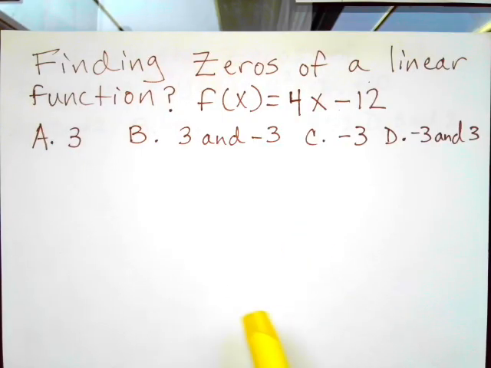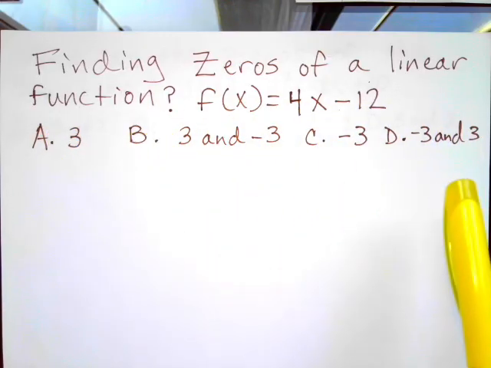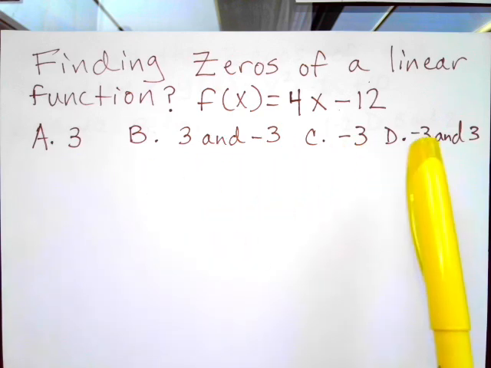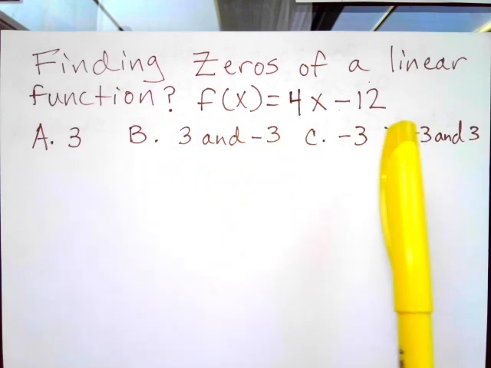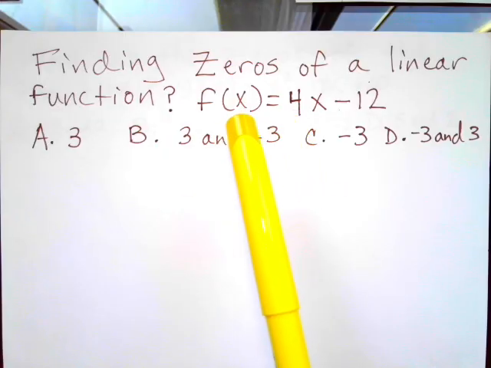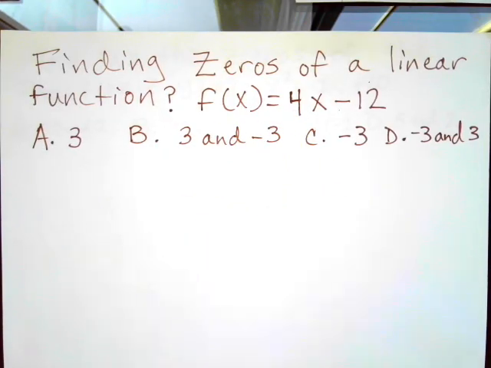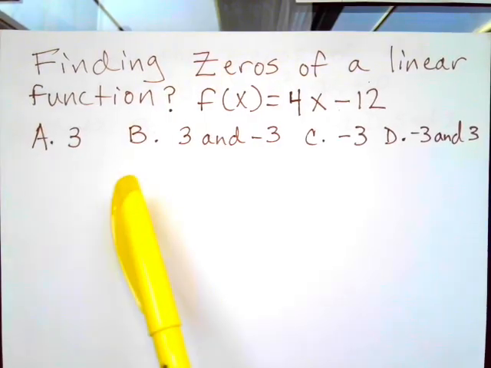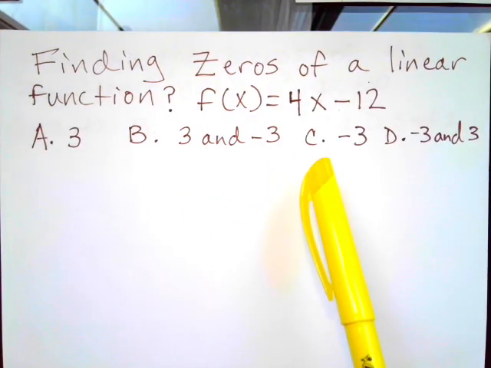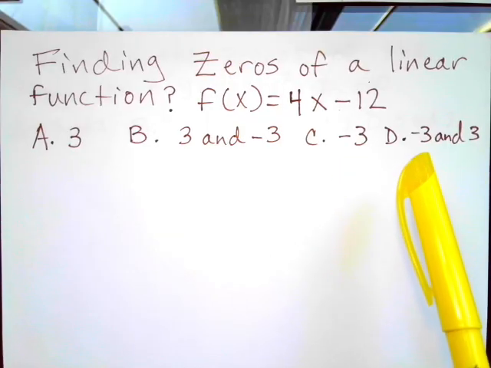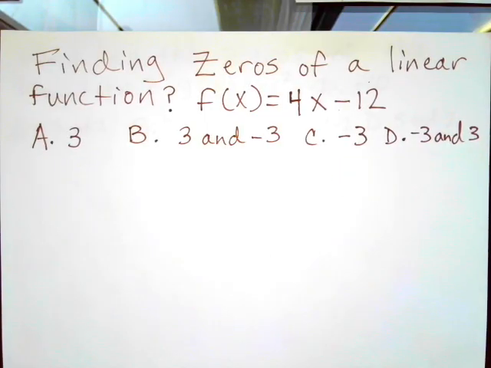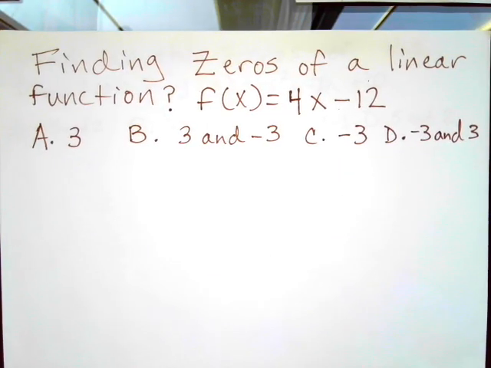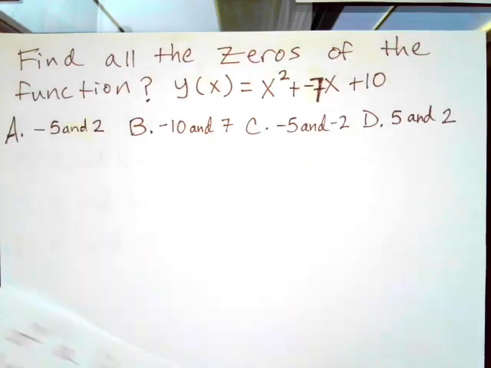So let's get into some of these questions. Finding zeros of a linear function, right? Which one, A, B, C, or D, will fulfill the zero or zeros of this function? f of x equals 4x minus 12. You have option A, 3, option B, 3 and a negative 3, option C, a negative 3, and option D, negative 3 and a positive 3. So that's question number 1.